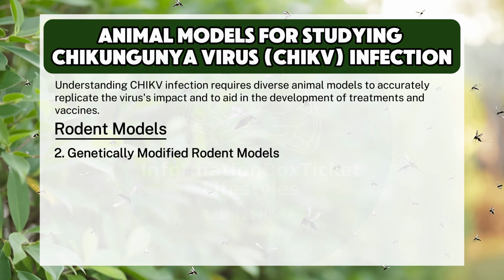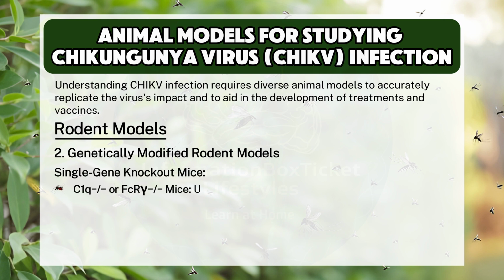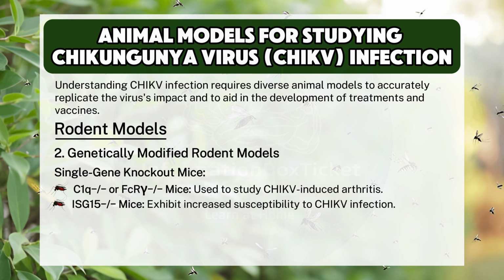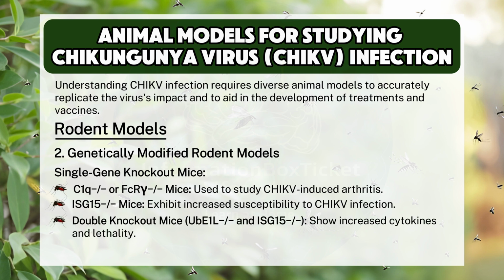2. Genetically modified rodent models. Single-gene knockout mice: FCRG knockout mice are used to study Chikungunya virus-induced arthritis. ISG15 knockout mice exhibit increased susceptibility to Chikungunya virus infection. Double knockout mice, UBE1L and ISG15, show increased cytokines and lethality.